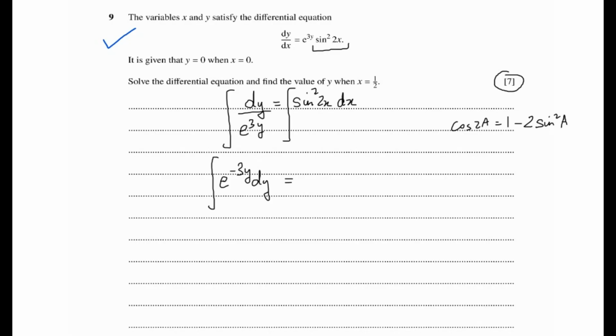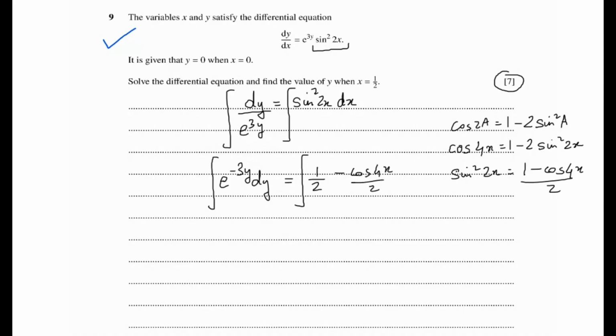So basically we'll be using cos 4x is equal to 1 minus 2 sine squared 2x. This is the formula we're going to use. If I made sine squared 2x the subject, I would be able to replace it. So sine squared 2x is equal to 1 minus cos 4x by 2. That's what I'm going to do here. I'm going to replace this, and split it up into two terms: half minus cos 4x, the whole by 2, dx.